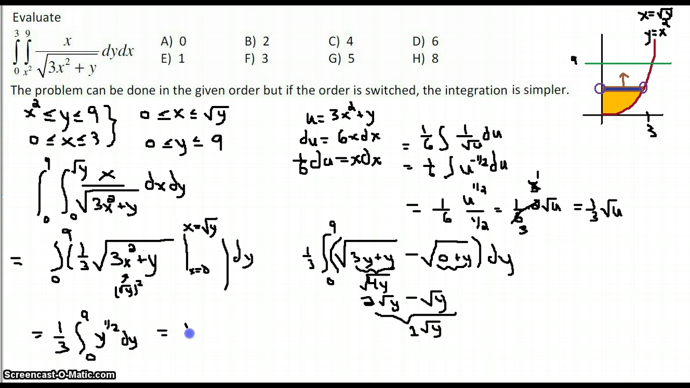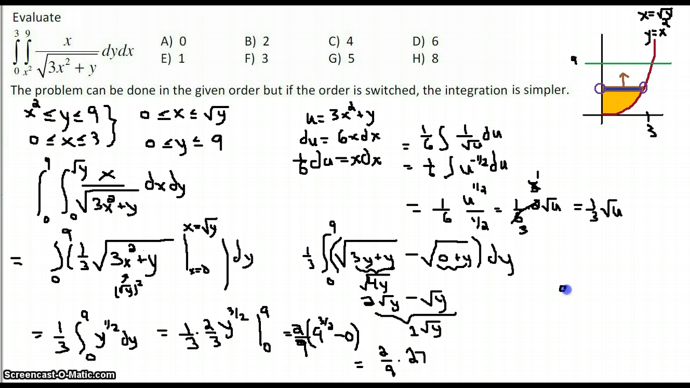which is y to the 3 halves times 2/3 from 0 to 9. We're going to get 2/9 times 9 to the 3 halves minus 0 for the lower limit. And 9 to the 3 halves is a 27. There's a couple ways to do this from here. But we'll just say that we get 2/9 times 27.